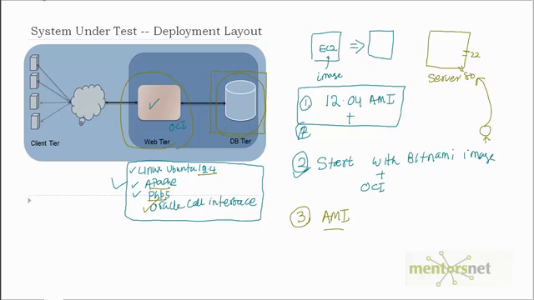Hello, welcome back. In our last video, we provisioned a web tier with all the software that we need, which includes Linux Ubuntu 12.4, Apache Web Server 2.0, PHP 5.5, and Oracle Call Interface 8. Alright, and now in this video, we'll look at how we are going to provision the DB tier.